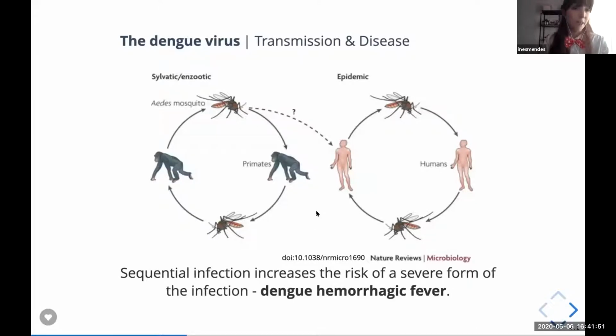they are endemic to some regions, and there are people that are getting sick because they live in places where this mosquito cohabits with the human population. There's also a zoonotic or sylvatic cycle, so it can also infect animals. And there are ones that are more specialized in affecting humans. An interesting thing about the dengue disease is that sequential infection increases the risk of a severe form of the infection, which we call dengue hemorrhagic fever, and this can often be fatal.